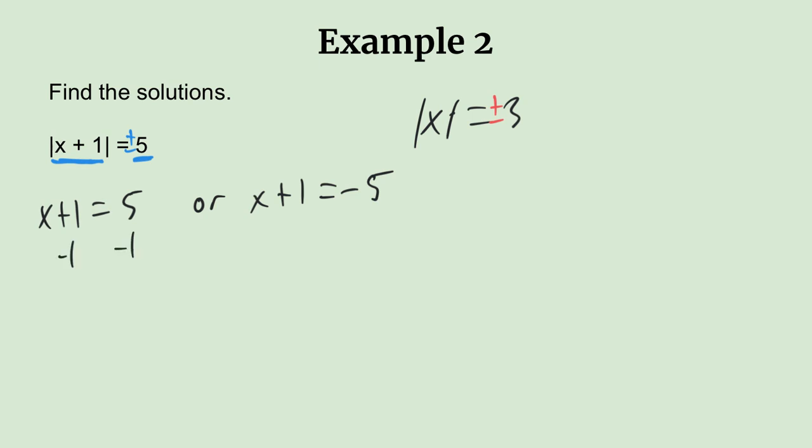Subtract 1, x equals 4. Subtract 1, x equals -6. It's probably a good idea to check your answer. 4 plus 1 is 5, absolute value of 5 is 5, and then for -6 plus 1 is -5, and absolute value is +5. Yeah?